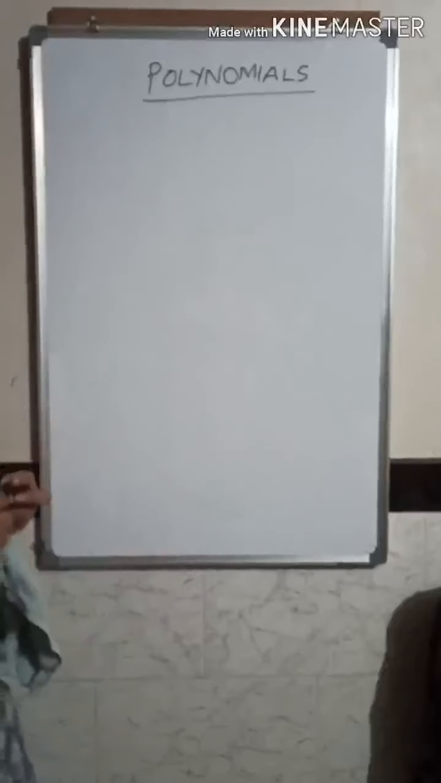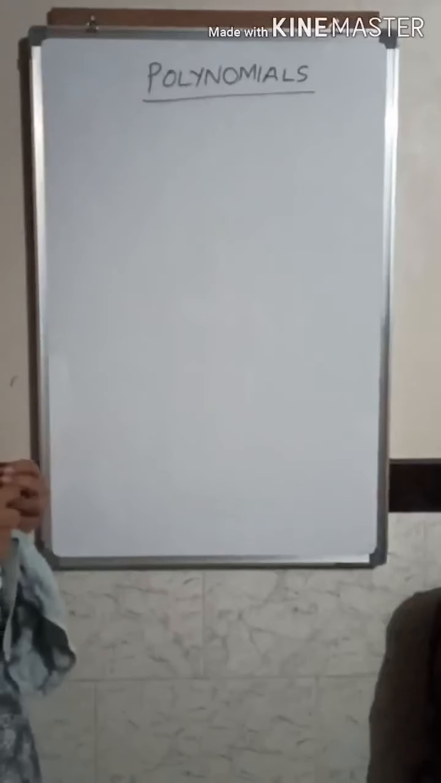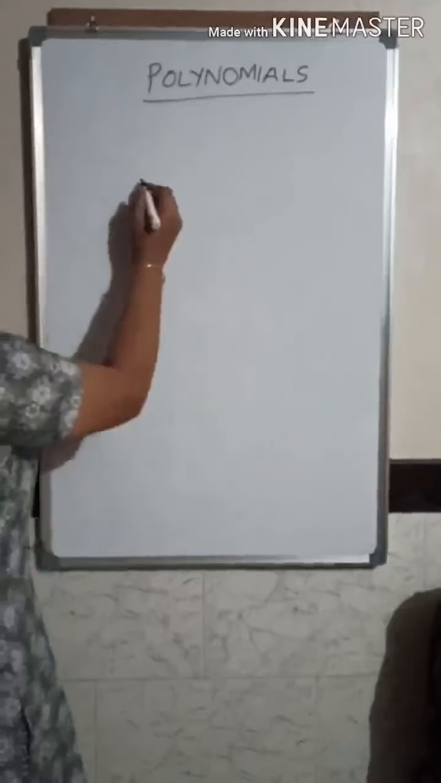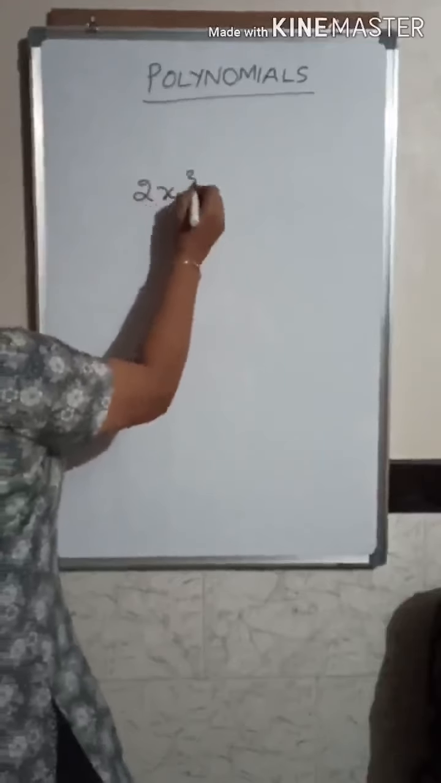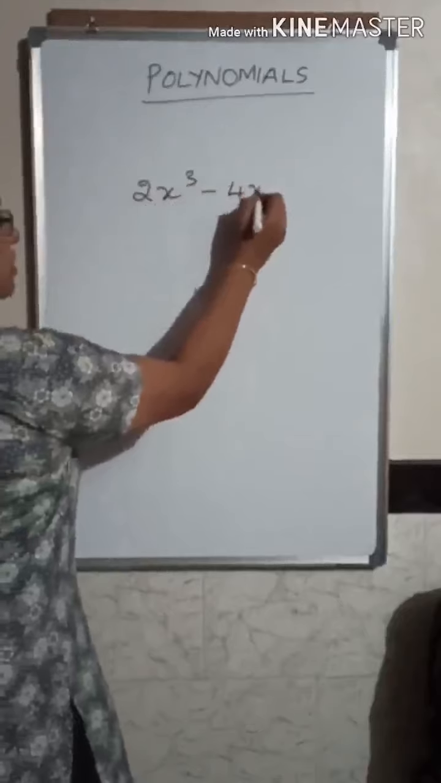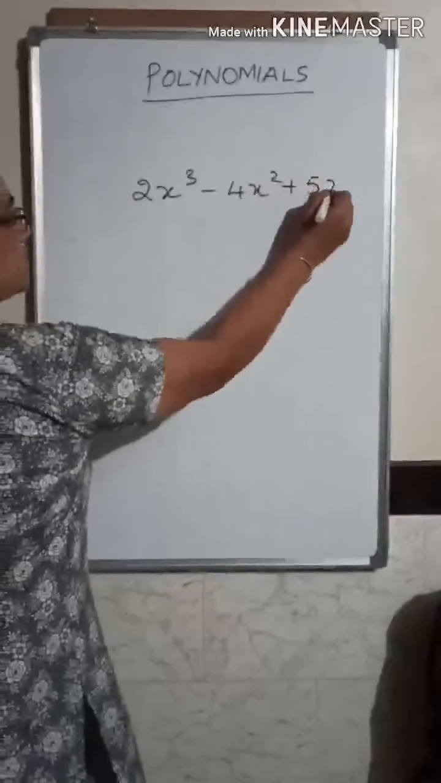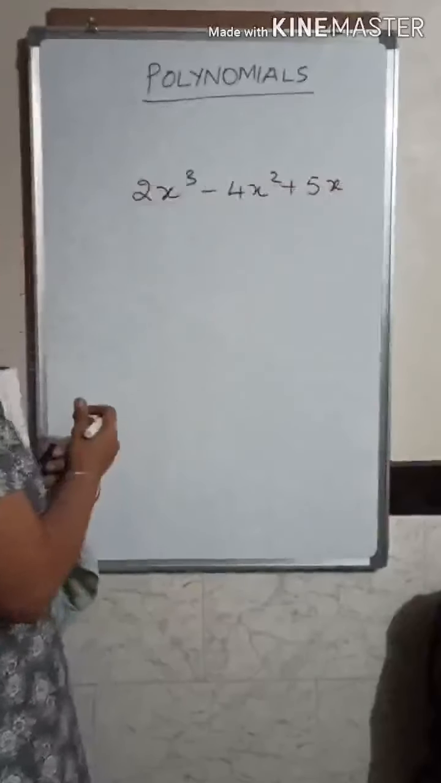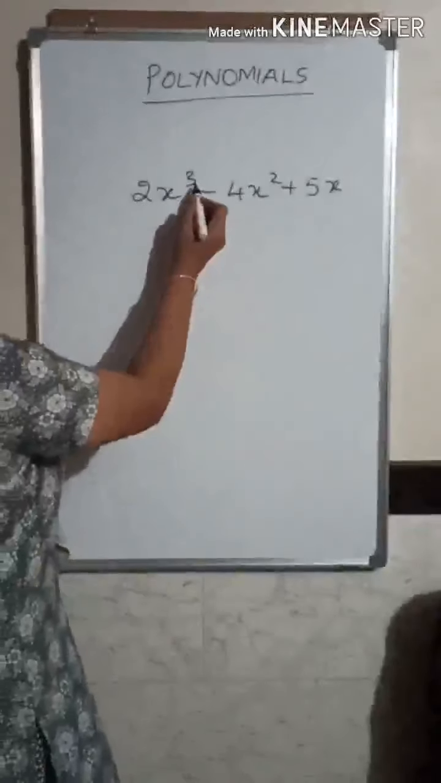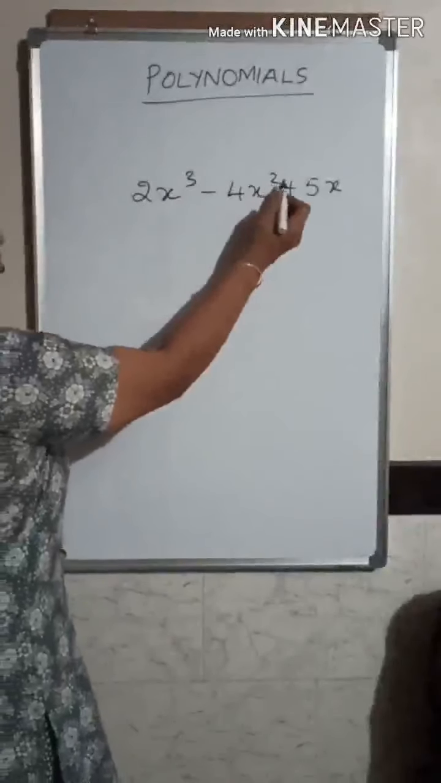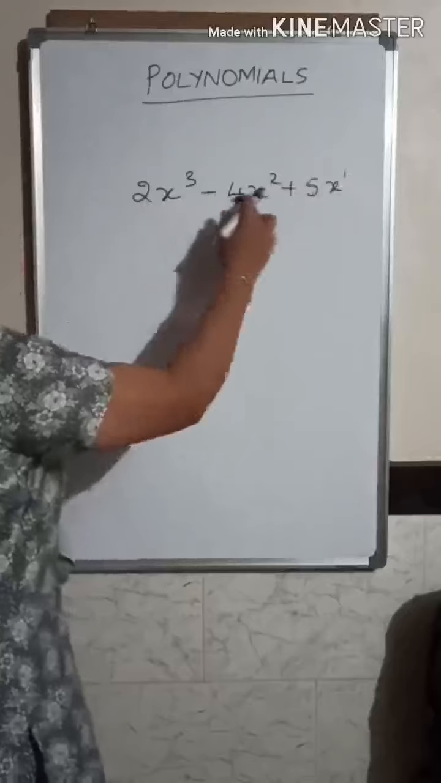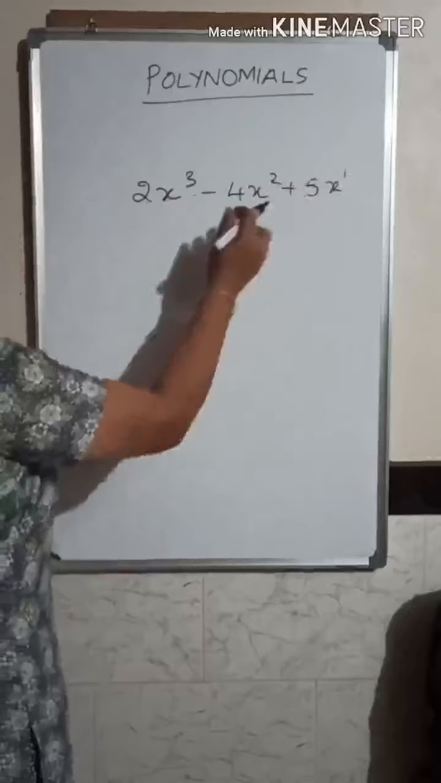Now in lower class you have learned what are algebraic expressions. Now suppose if I write a few expressions, 2x cube minus 4x square plus 5x, and ask you what are the powers of the variables. Here the power of the variable is 3, here it is 2 and here it is 1. So the powers of the variables are 3, 2 and 1.